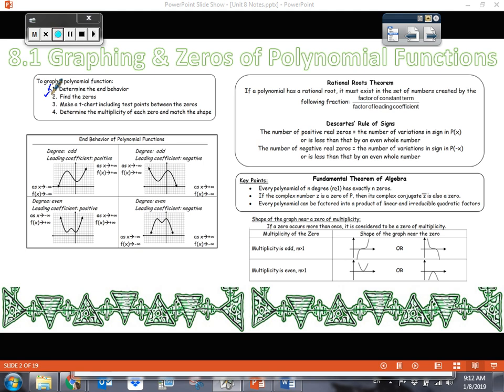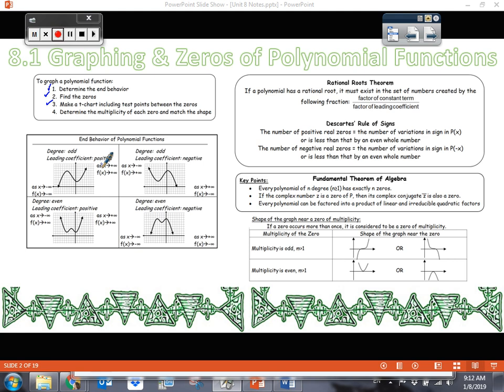Since we're graphing, it's only important that you find the real zeros. I mean, if you want to find the imaginary zeros, that's fine. I'm not going to require you to if our purpose is graphing. We're not going to graph imaginary zeros. So we're going to look for the real zeros. Then this may be different. I don't know that they would have had you do this last year. Step 3, what we're going to do is make a t-chart that includes the test points between the zeros.